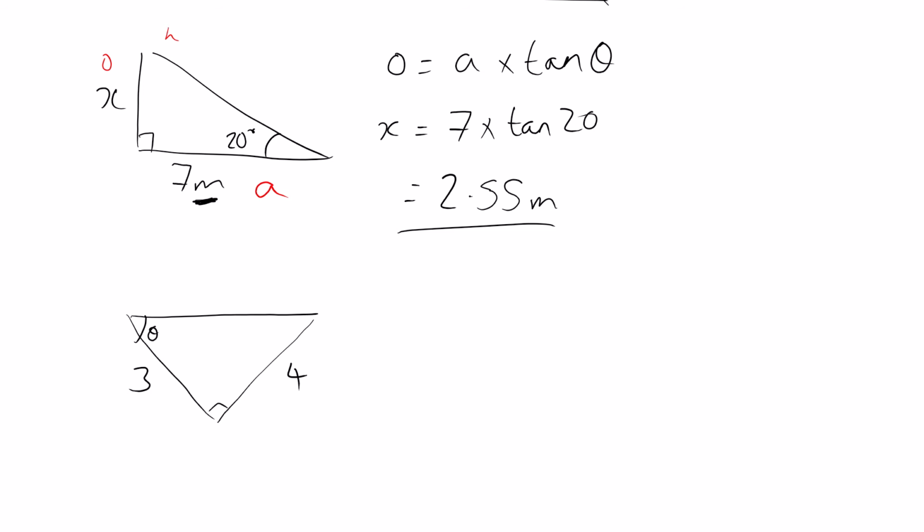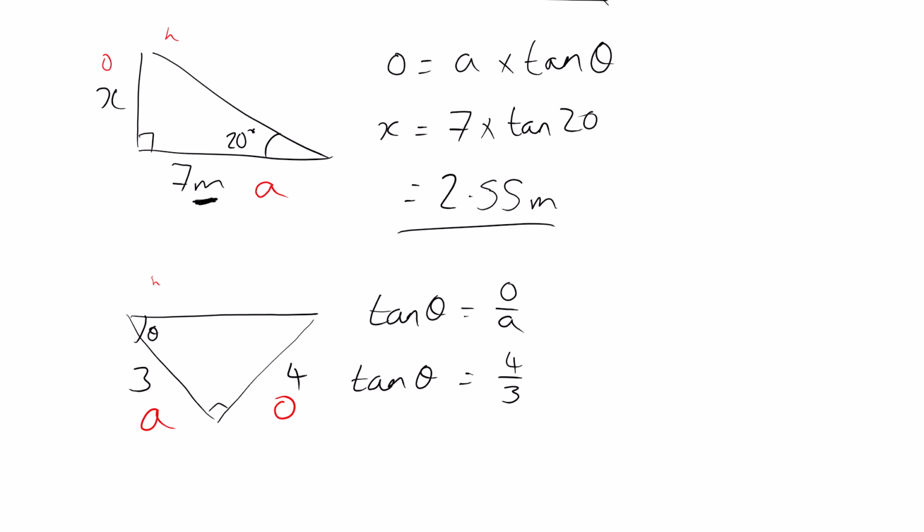Okay, second example we're going to have a look at. We're going to go through the steps again. So step 1, label the sides. That is going to be our hypotenuse. We've got our opposite side and our adjacent. O and A, so we're using tan. Write out the equation. So tan theta is O over A. Substitute. Tan theta is 4 over 3.